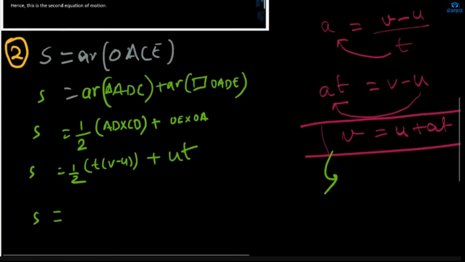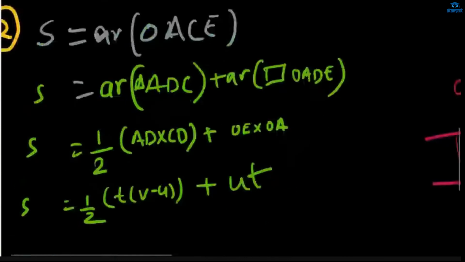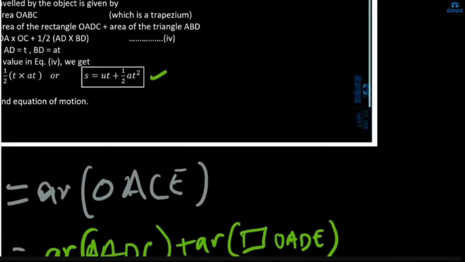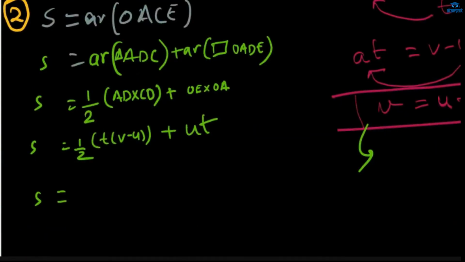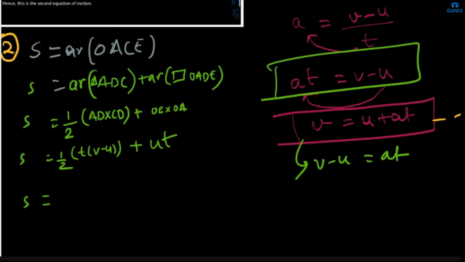You see in the second equation all we need is U, A, T, right? We do not need V here. In the second equation of motion, we do not need V. So we have to eliminate this V somehow. Using the first equation of motion, we can get V minus U is equal to AT. So can we write it like this? We'll write this T as it is, and then V minus U as AT. Can we write it? Yes.